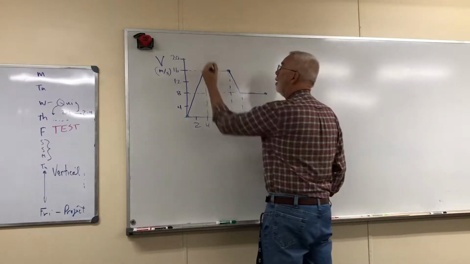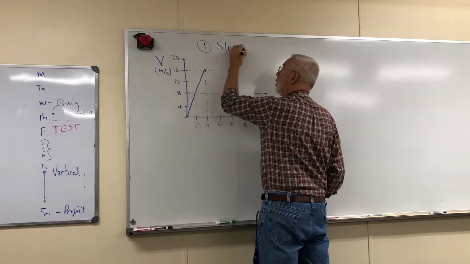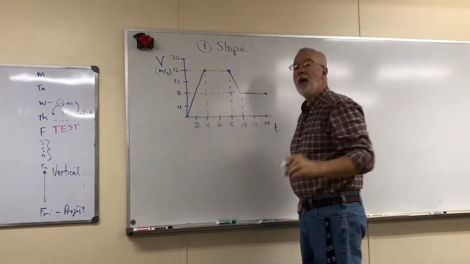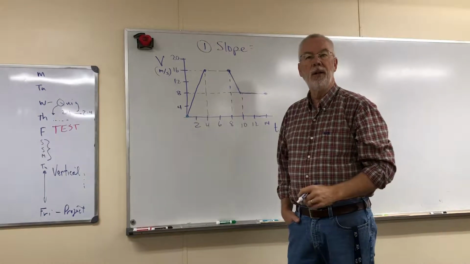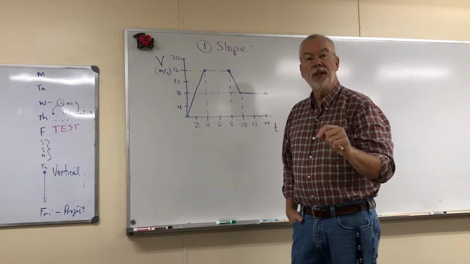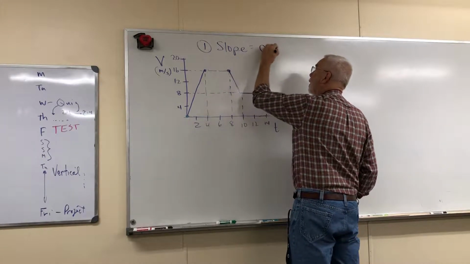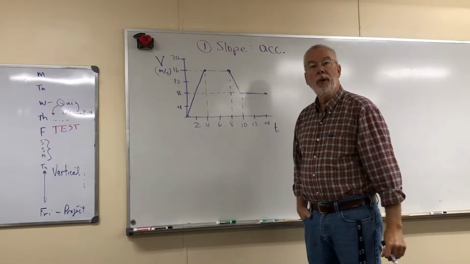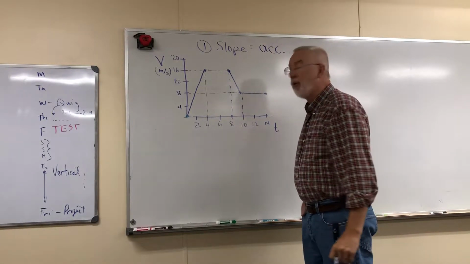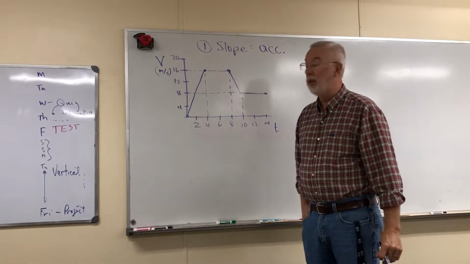Number one, the slope. Okay, on the distance time graph, the slope gave you the velocity. But on a velocity time graph, the slope is going to give you the acceleration. So everywhere we can solve on this graph for a slope, it will tell us something about the acceleration.